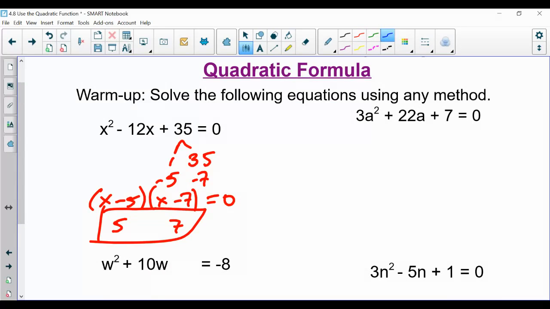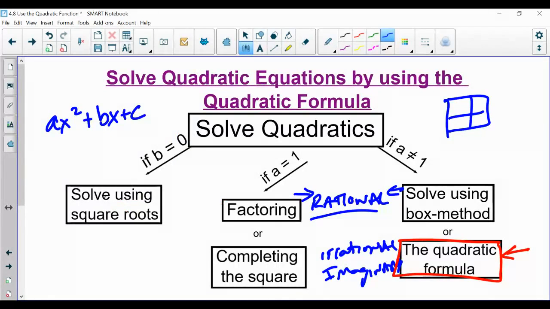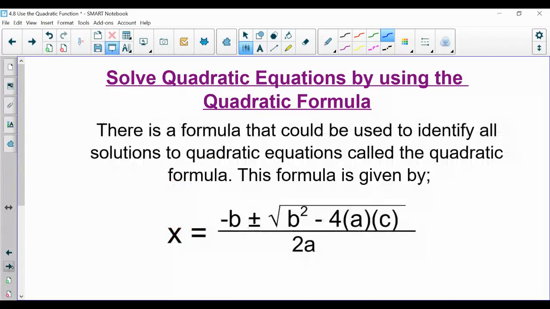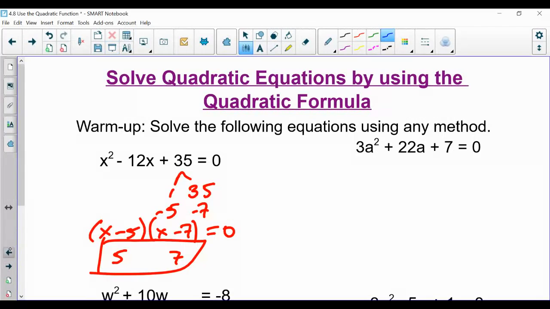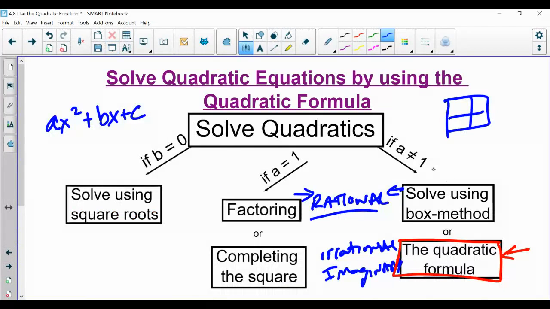Let's then move on to this one. The b term is not 0, so you can't use this. The a term is not 1. The a term in this problem is 3. So the a term is not 1, so then you would try using the box method. If the box method didn't work, you would have to use the quadratic formula, but guess what? The box method is going to work here.